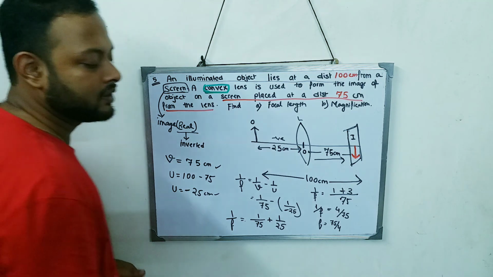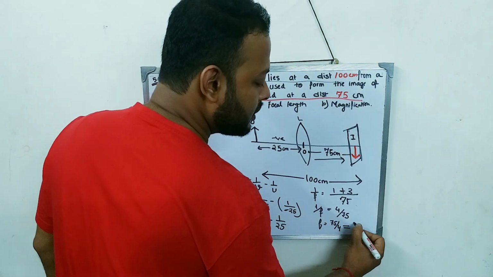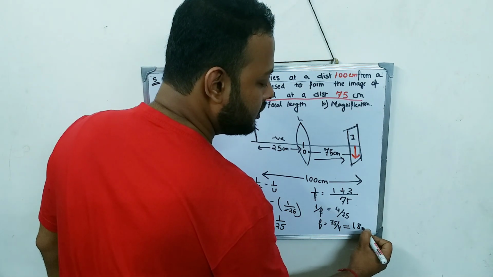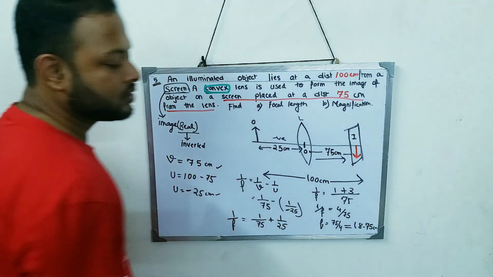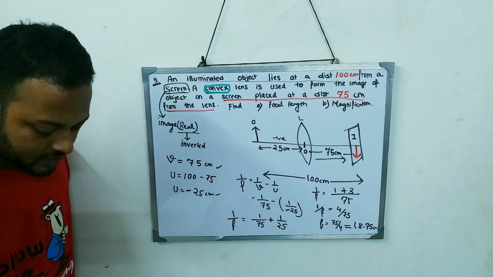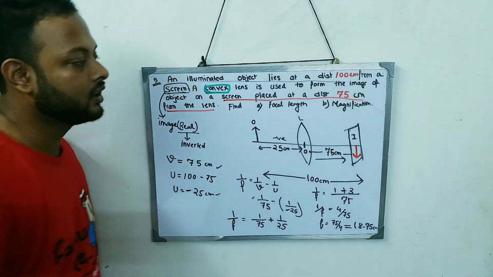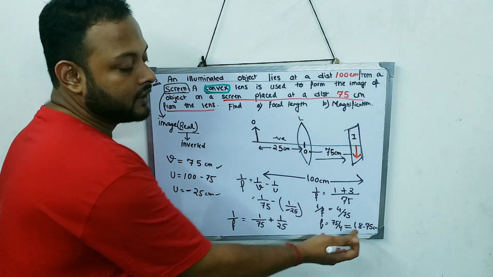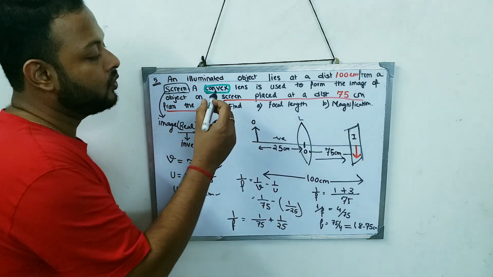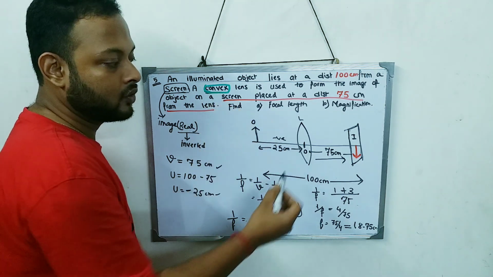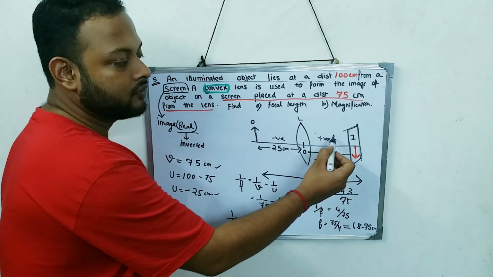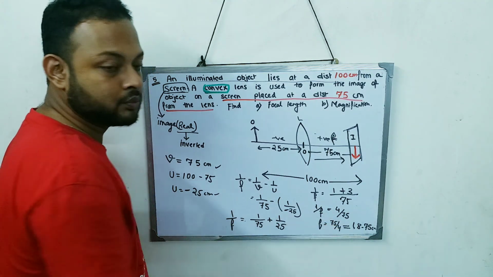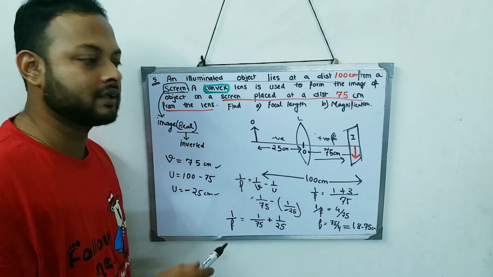How much is 75 by 4? 75 by 4 is 18.75 centimeter. So f is equal to 18.75 centimeter, which I got. And is f positive or negative? F I got as positive. And we know convex lens means what? Convex lens has a positive focal length, positive f. We got that as positive, so I'm pretty much sure my answer is correct.